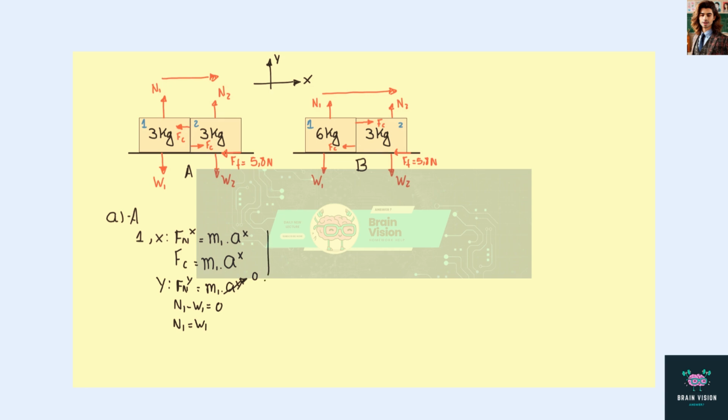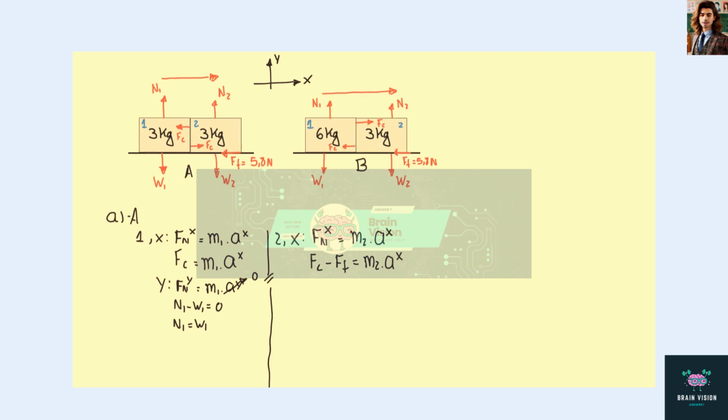Now, we do the same for block number 2. For block number 2, on the x-axis, the net force acting is equal to the mass of block number 2 times its acceleration, which is equal to the acceleration of the block number 1, because they are moving together. Then, the net force is composed now by two forces, the contact force and the frictional force. So, we get contact force that points to the positive direction minus frictional force that points to the negative direction is equal to the mass of block number 2 times its acceleration.